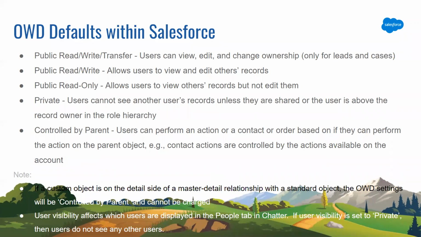With the different permissions, I wanted to just list what they can see on other records. With public read write transfer, they can pretty much look at other individuals' records and then edit them. And then they're a little more restrictive with the read write and the read only. And then private, obviously, you cannot see other users' records. And then controlled by the parent is analogous to the role hierarchy.